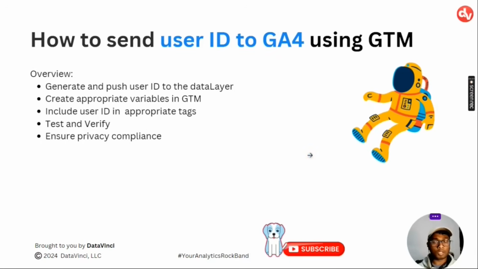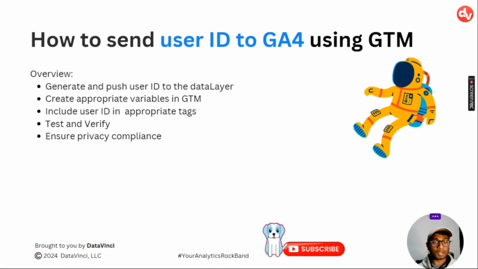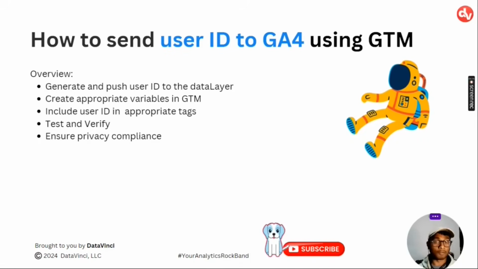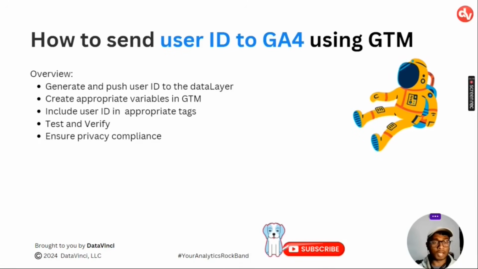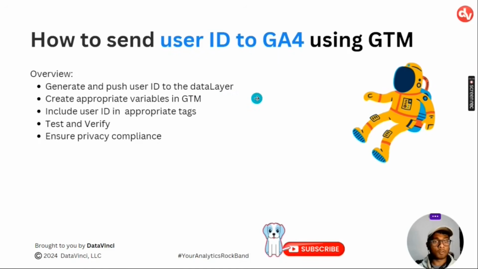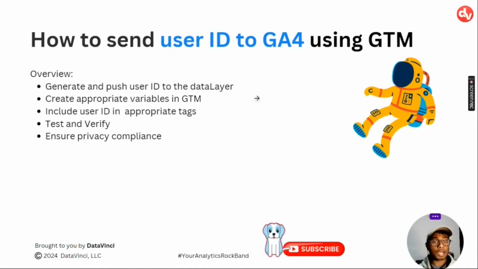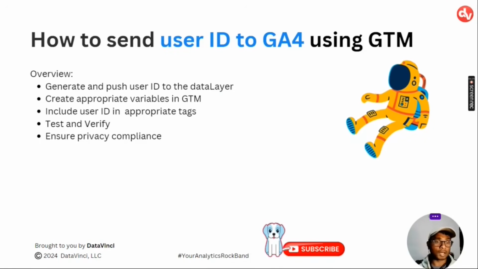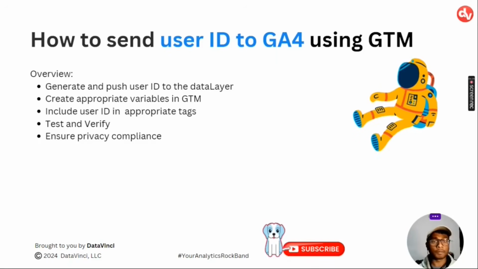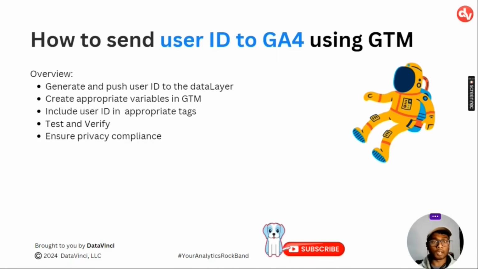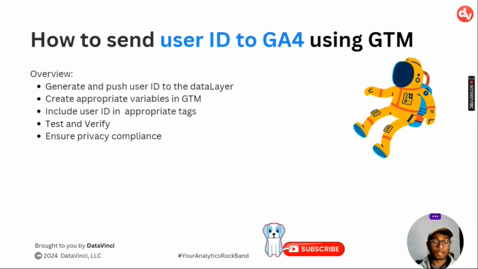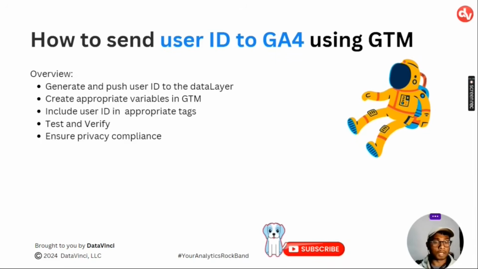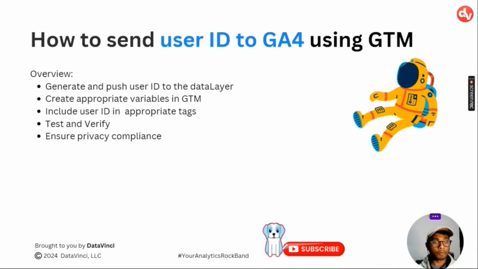Before we jump into the details of tag management and how to set up user ID, let us first discuss the broad steps that we are going to take to implement user ID using GTM. As an overview, the first step would be to generate and push a user ID to the data layer. We are going to see how we can generate a user ID and how we are going to push that into the data layer. And once that is pushed into the data layer, we will be creating an appropriate variable for how that user ID is getting pushed from our website's code.